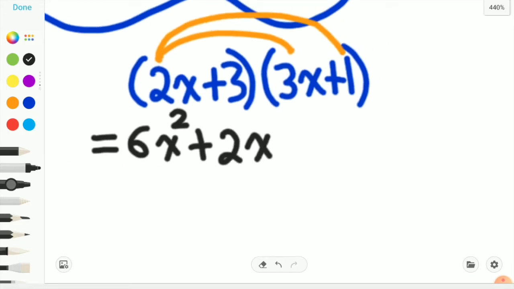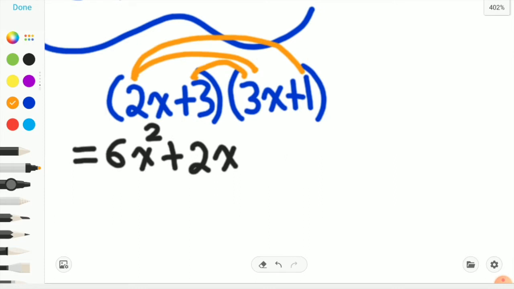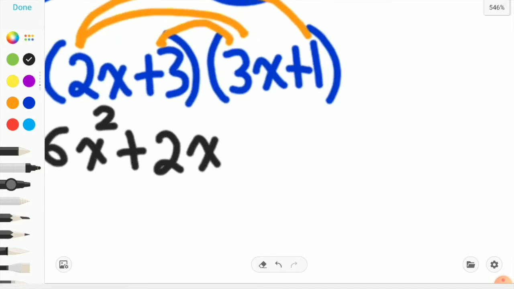Also, I just wanted to say, you have to be careful with whatever sign is between. So for example, if this was actually 3x minus 1, then this right here would actually be a negative 2. So be careful with the signs. Okay, and then we have inner, so this inner term times this inner term. And again, they're both positive numbers, so addition. 3 times 3x, so 9x.